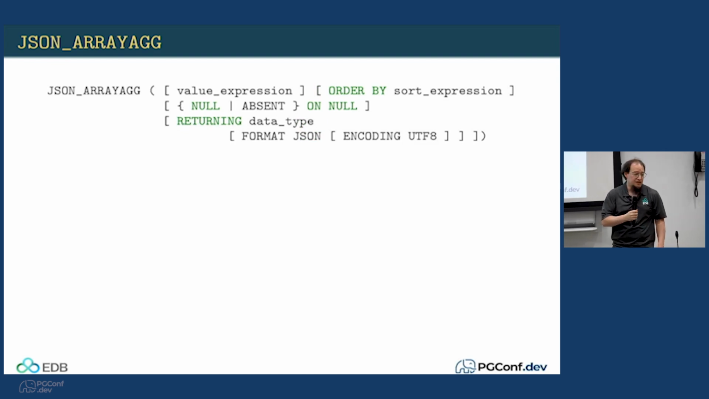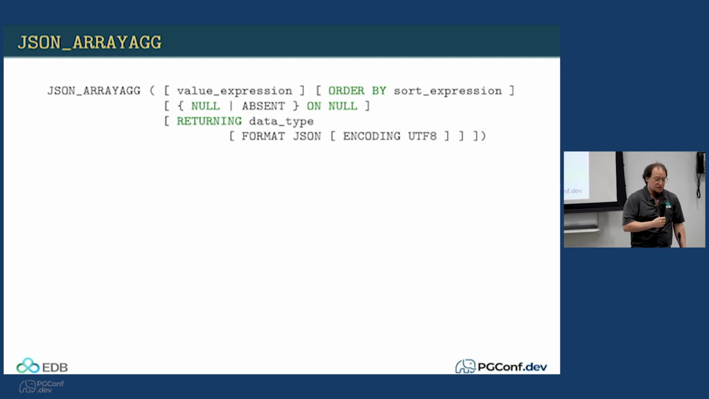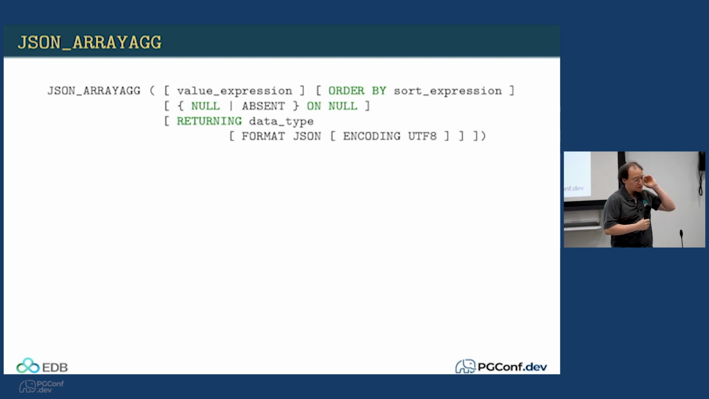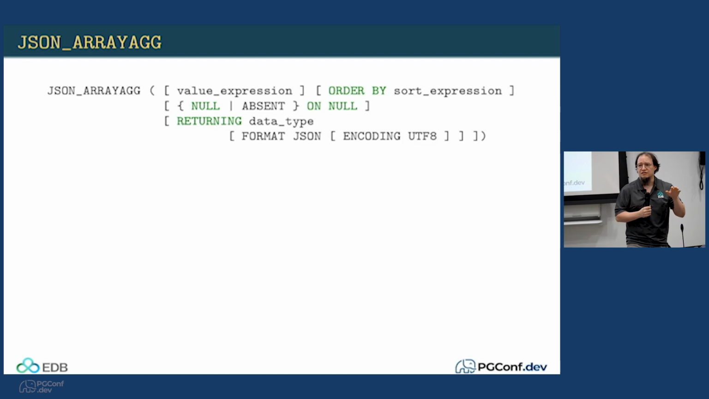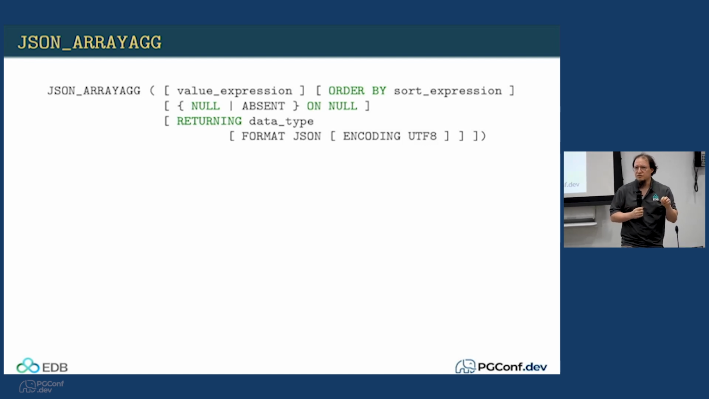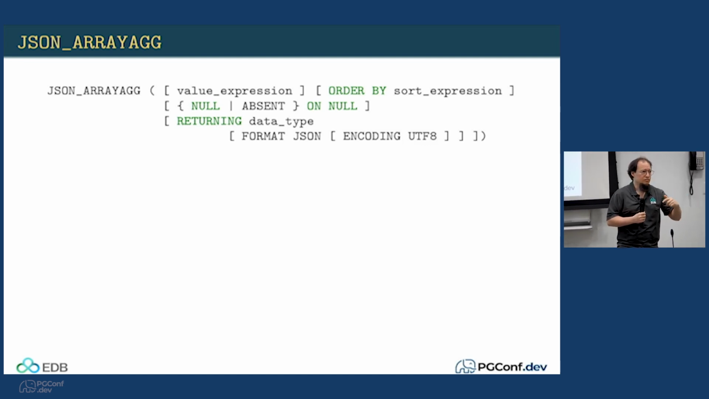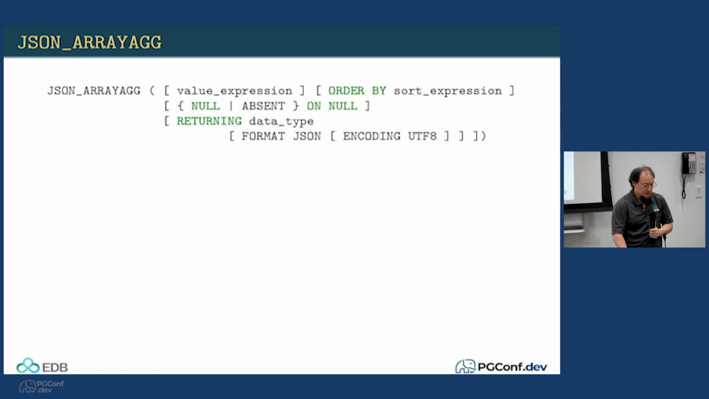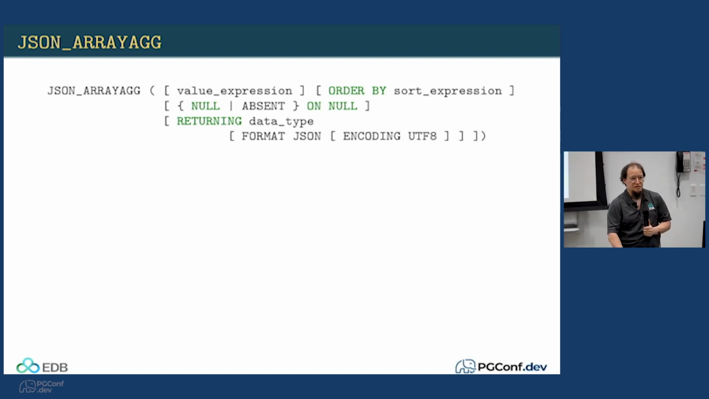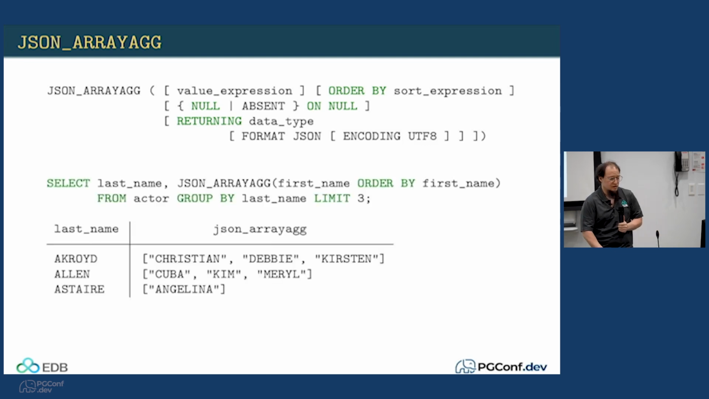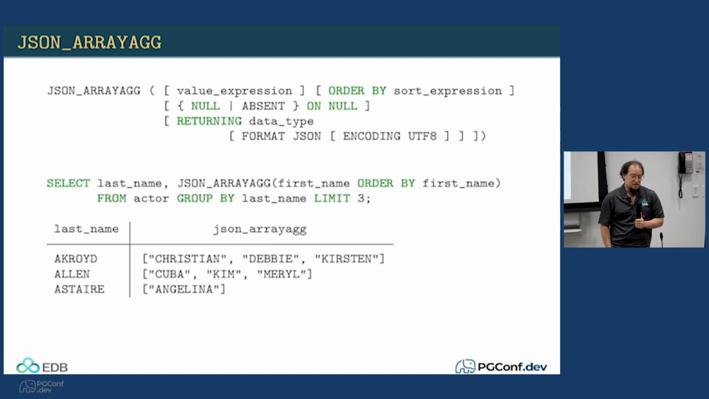Okay, so next one, we have JSON_ARRAYAGG, which is rather different. In this case, you give a value expression. This function is an aggregate function, so you would use it to aggregate several rows. You have a value expression that is going to be produced in the column, and it's going to be aggregated in the array.